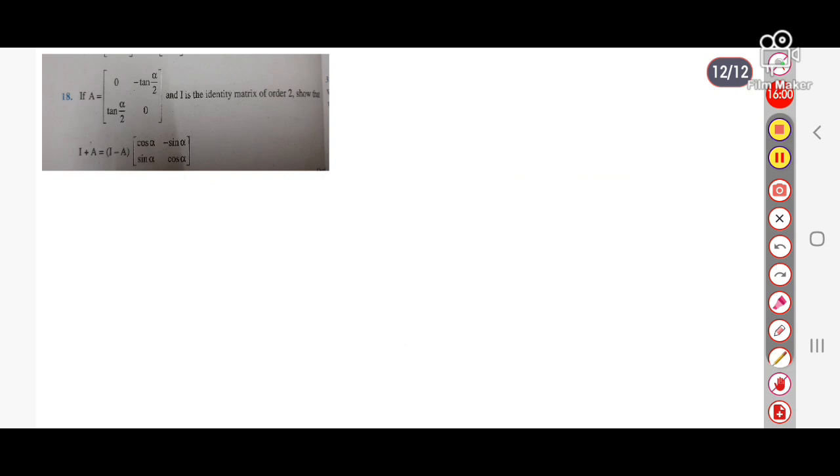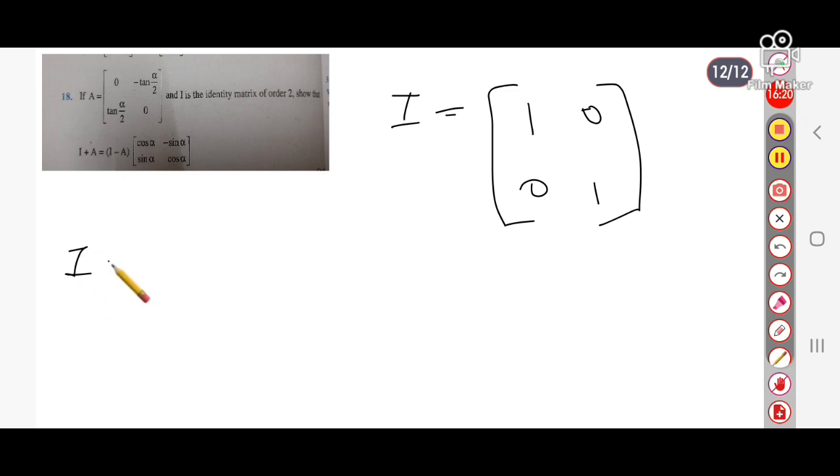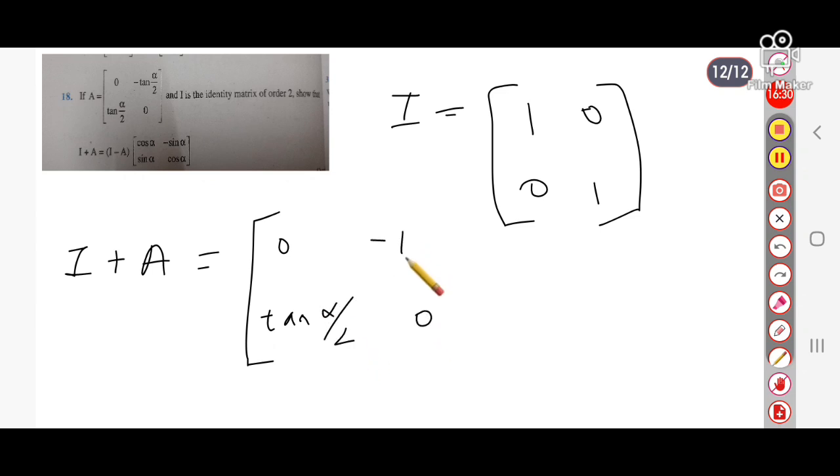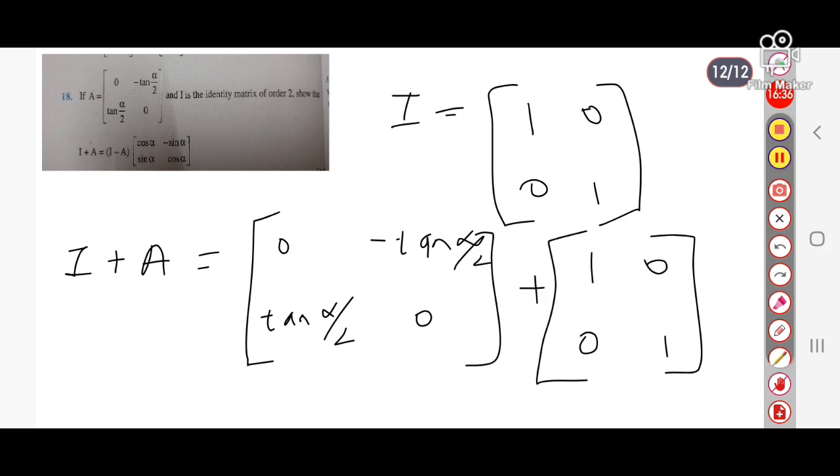So the identity matrix of order 2 is nothing but, as we saw before, 1 0 0 1. This is the identity matrix of order 2, and the A value that is given is 0 minus tan alpha by 2, tan alpha by 2 0. Again, merely substituting it in the equation, I plus A will yield you 0 minus tan alpha by 2, tan alpha by 2 0, plus 1 0 0 1.